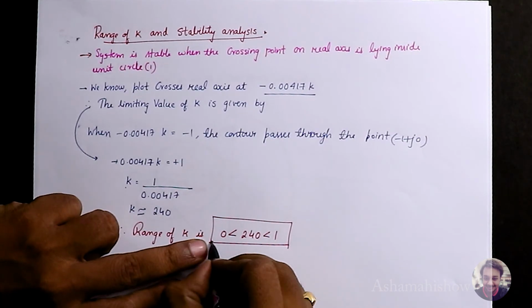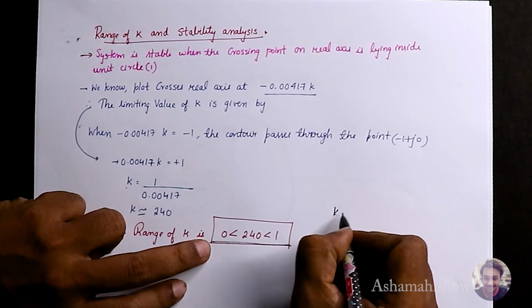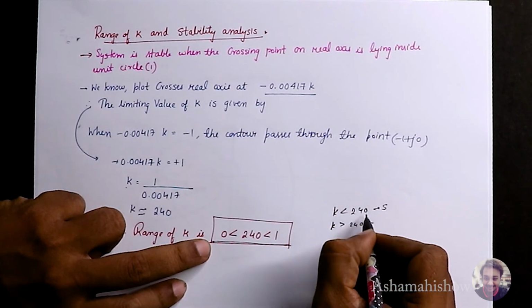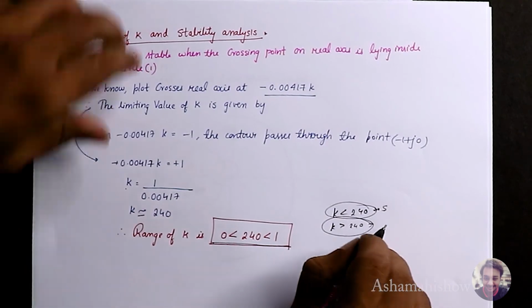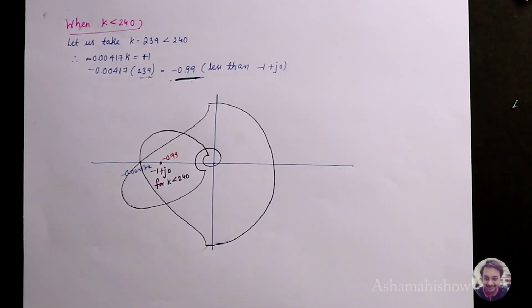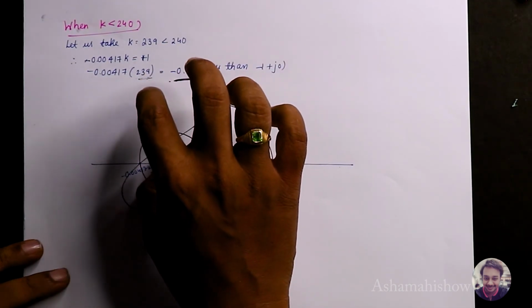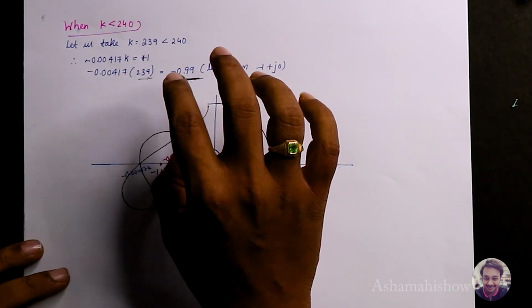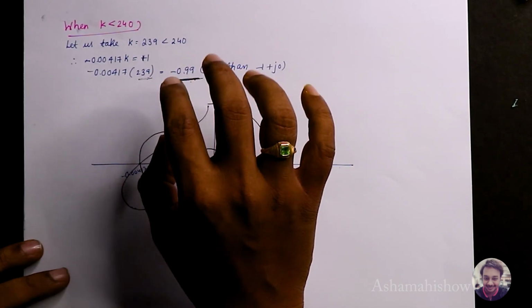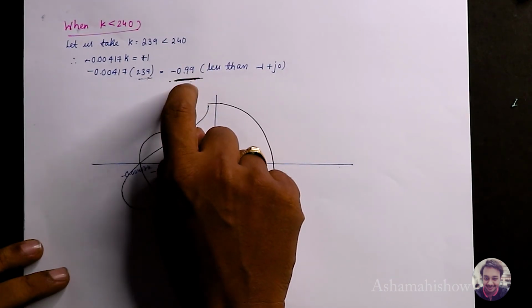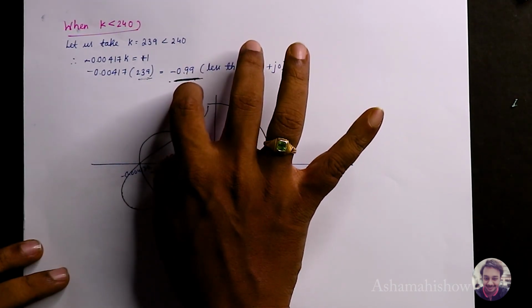Okay, this can be an assumption. Now we have to really find whether your k is less than 240, then your system is stable, or your k is greater than 240. We need to find out these two cases. Okay. To find the range of k, when your k is less than 240, you take the value 239. Okay, so we get a value of minus 0.99, which is in the unit circle. Okay, so the system is stable when the value is in the unit circle. So minus 0.99 is in the unit circle. So for this value we can say the system is stable.